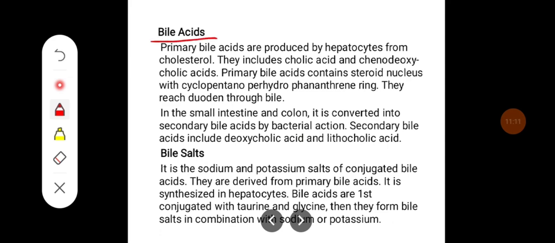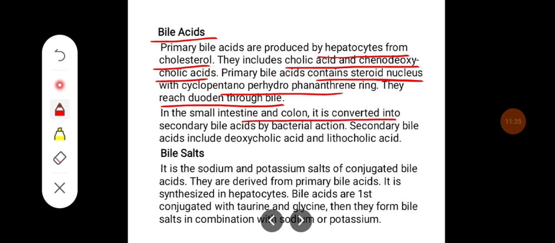Bile acids. Primary bile acids are produced by hepatocytes from cholesterol. They include cholic acid and chenodeoxycholic acid. Primary bile acids contain a steroid nucleus with cyclopentanoperhydrophenanthrene ring, and they reach the duodenum through bile. In the small intestine and colon, they are converted into secondary bile acids by bacterial action. Secondary bile acids include deoxycholic acid and lithocholic acid.